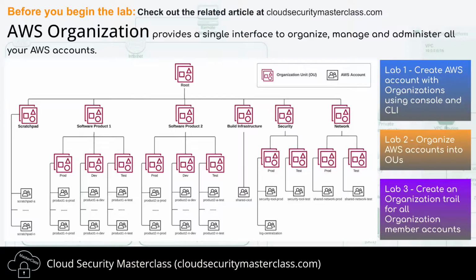In this demo, we will first create an AWS account via Organizations from the AWS console, and then create another one from the AWS command line. We would then organize the accounts in a hierarchical structure as shown in this diagram, and finally, we would enable CloudTrail for audit logging across all AWS accounts in the organization.